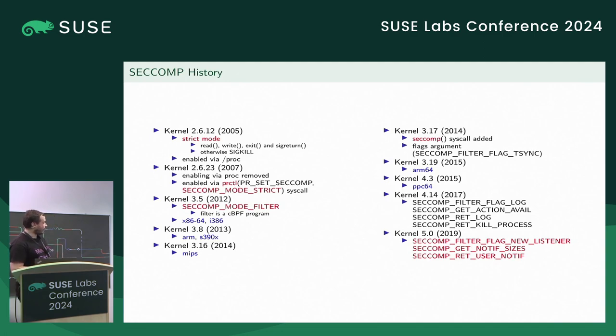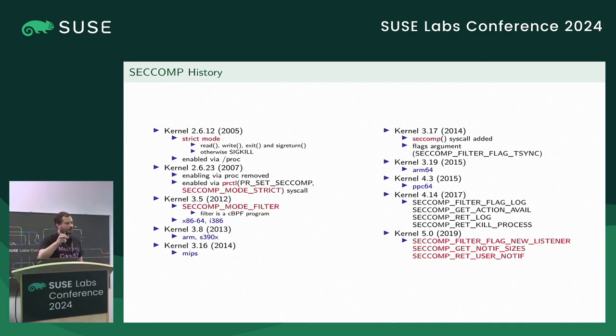In 2012, kernel 3.5, SECCOMP filter mode was introduced, and that basically adds the ability to specify which syscalls and which of the arguments we care about and decide what action should be taken. This is specified via an additional argument that is passed to the SECCOMP syscall, and that argument is basically a pointer to the cBPF program. It's not to be confused with eBPF. It's the original BPF version. I will talk about it later.